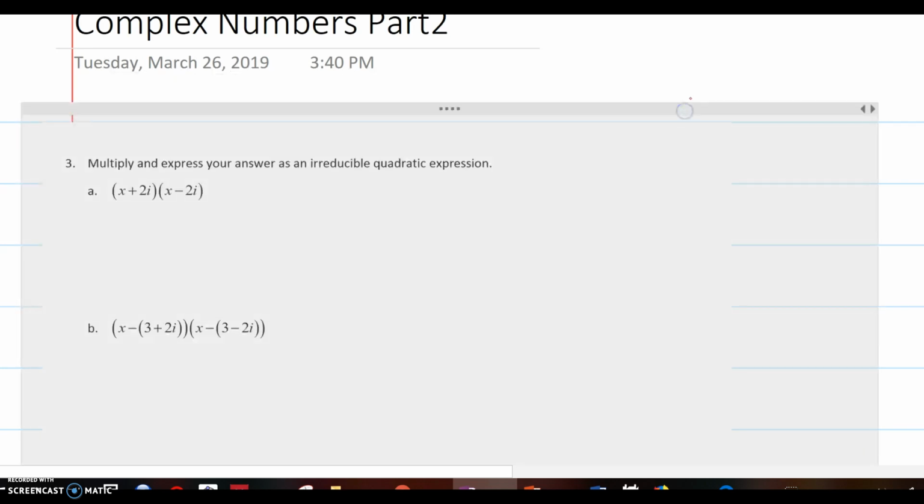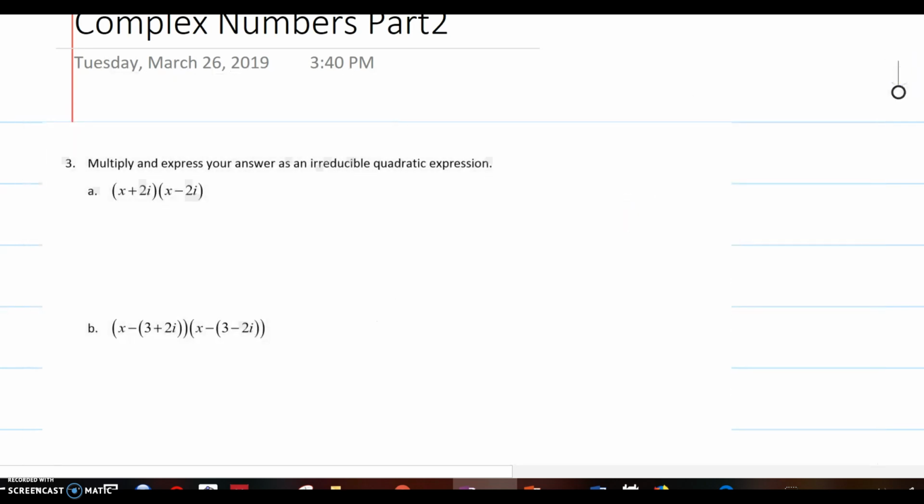Oh, okay, so why is it moving? Okay, it should not be moving. Yeah, okay, I think we're good.